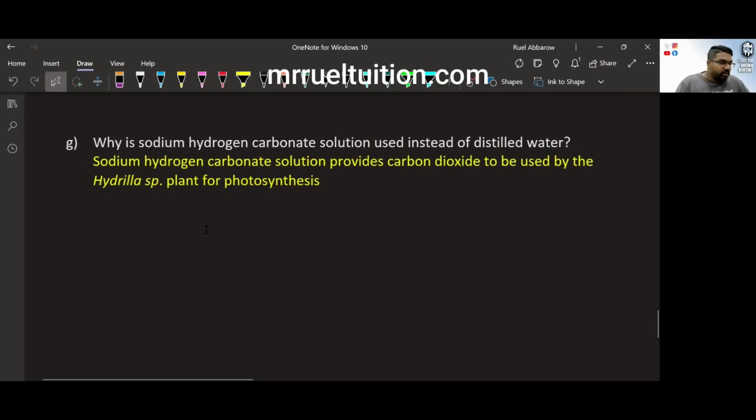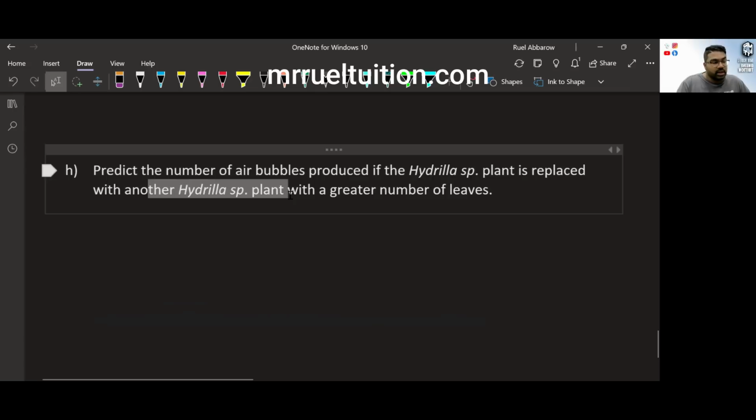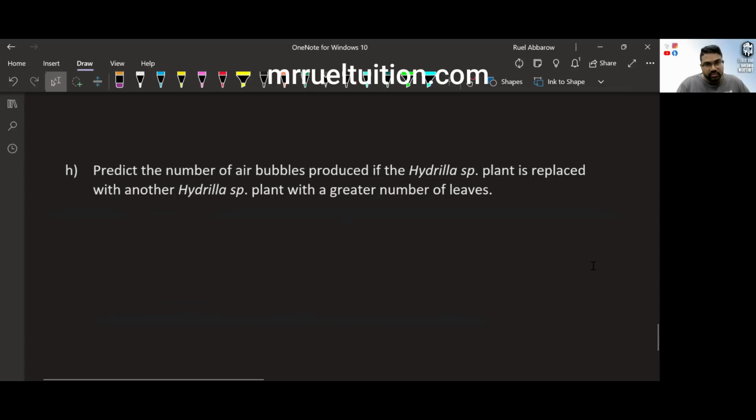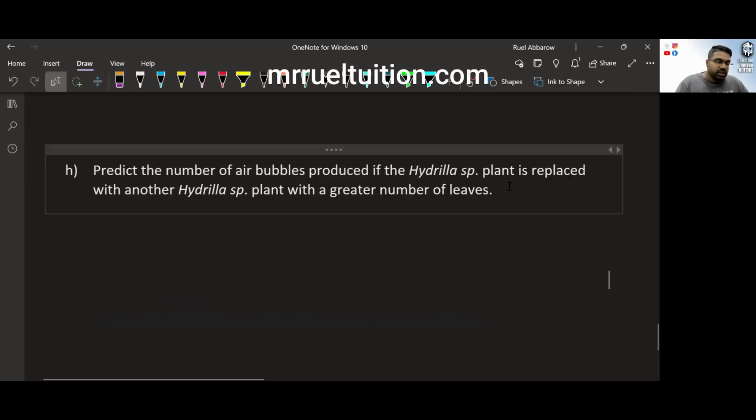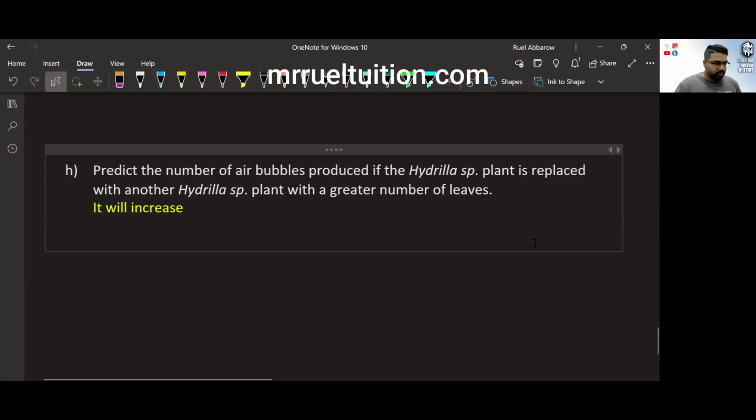Okay. Now, predict the number of air bubbles. I've included one KBAT question here for you. Predict the number of air bubbles produced if the hydrilla plant is replaced with another hydrilla species plant, but with a greater number of leaves, more leaves. So here we have to go back to the theory. The organ that carries out photosynthesis is the leaf, right? So if you have more leaves, what do we expect? Of course, we would expect the rate of photosynthesis to be higher, right? And therefore, what is the effect on the number of air bubbles produced? It will increase. That's it. Done.